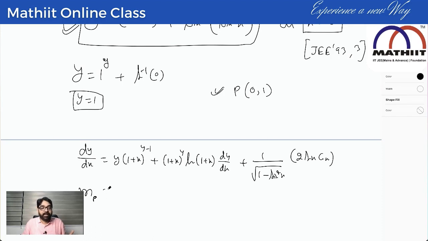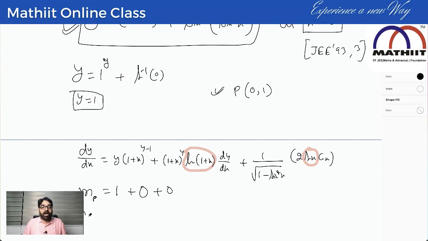Be clear. y is 1, x is 0, so 1 power 0. So this will become 1 plus, I don't care, I can see only this portion. X equal to 0, so this will become ln 1. ln 1 is 0, so this total term will become 0. Here this sine will become 0 at x equal to 0. Rest, whatever is there, I don't care. So the slope of tangent at P is 1.